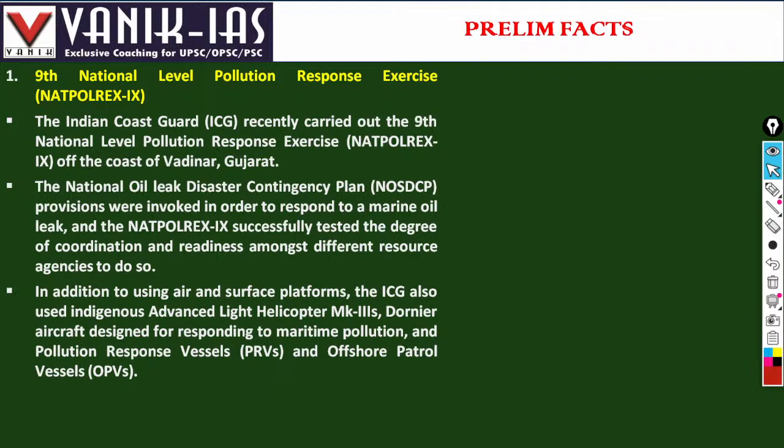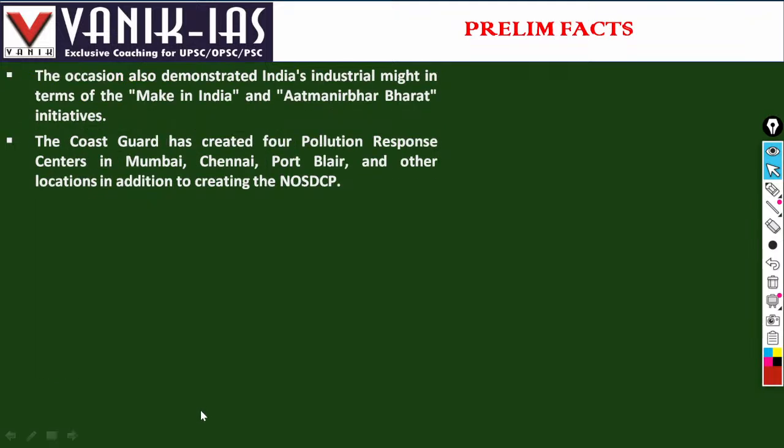In addition to using air and surface platforms, the ICG also used indigenous Advanced Light Helicopters like MK3, Dornier aircraft designed for responding to maritime pollution, and pollution response vessels and offshore patrol vessels in this particular operation. The occasion also demonstrated India's industrial might in terms of Make in India and Atmanirbhar Bharat initiatives. The Coast Guard has created four pollution response centers in Mumbai, Chennai, Port Blair, and other locations, in addition to creating the NOSDCP.